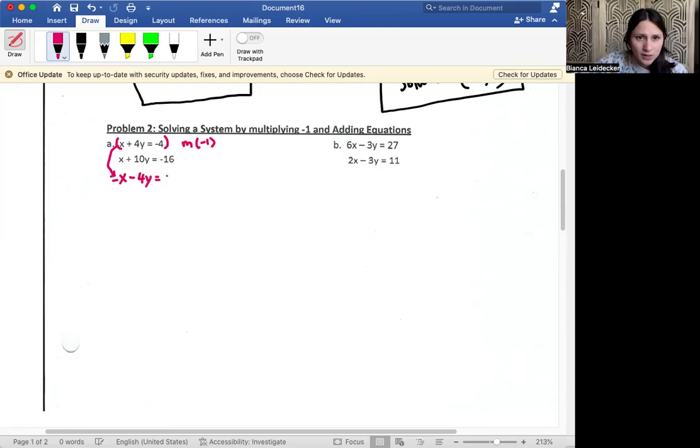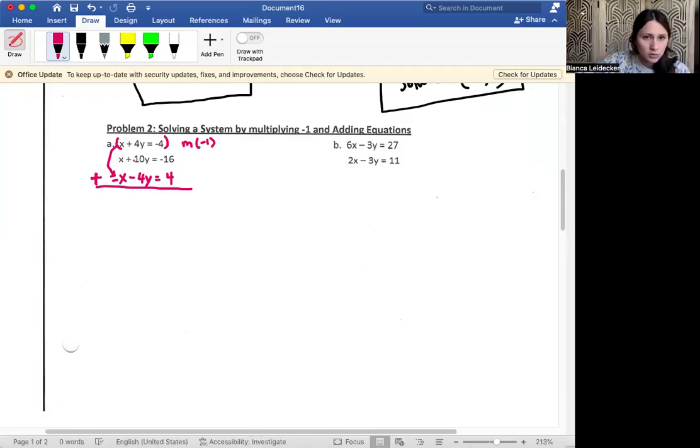-4 times -1 is +4, okay? So when you do this, basically every single term becomes the opposite sign. And now I have the ability to eliminate my x variables, which if I add them. So if I add the two equations, the x's will eliminate. So I'm just going to do the same thing.